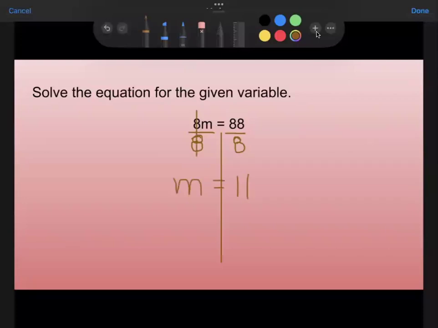Now, if I wanted to check that, what I could do is go back to the original equation, substitute in 11 for m, then do the calculations to see if both sides are equal to each other. If they are, then that is indeed the solution.